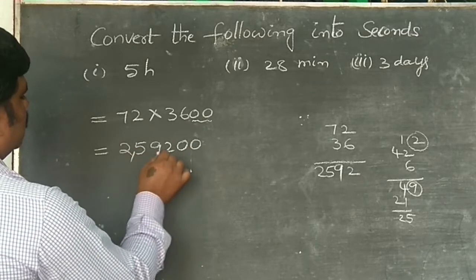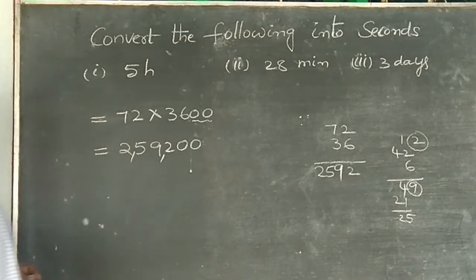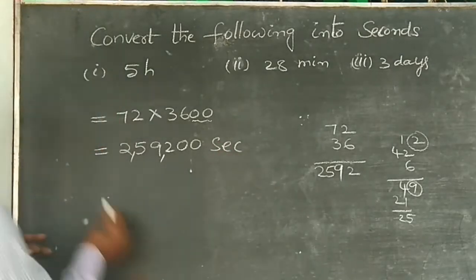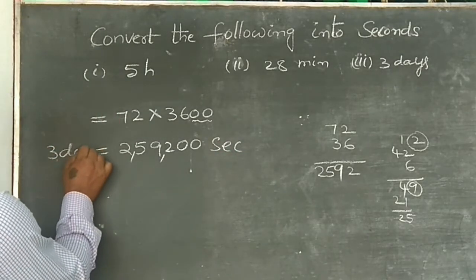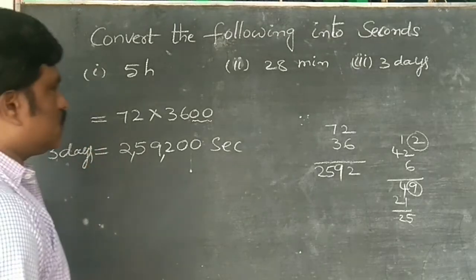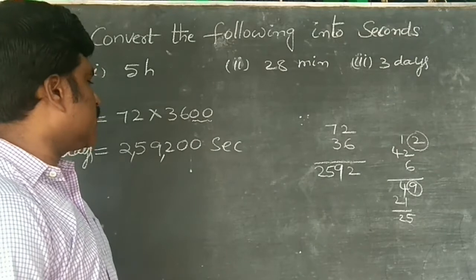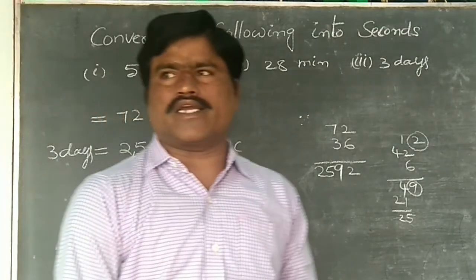So that means 2,59,200 seconds. So 3 days is equal to how much? 3 days is equal to 2,59,200 seconds.